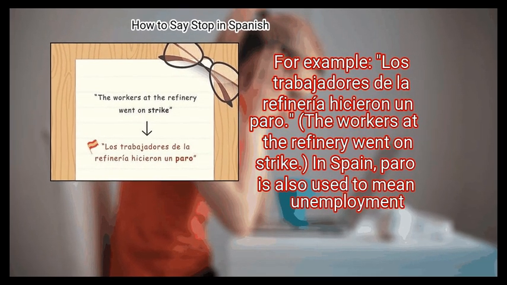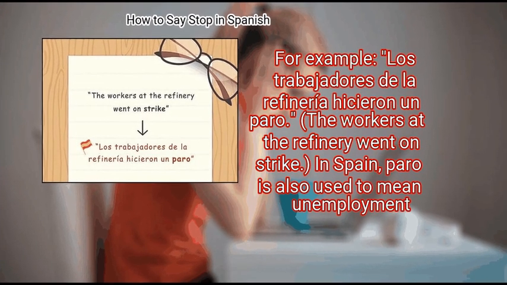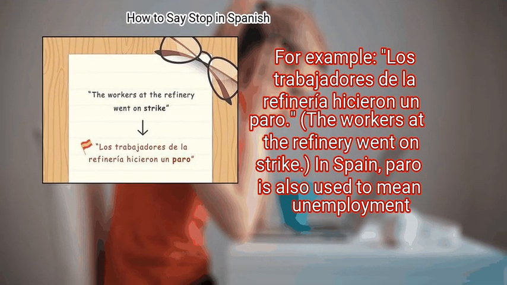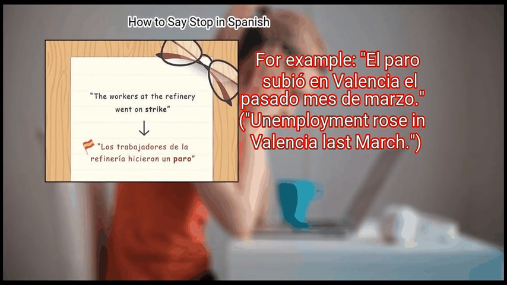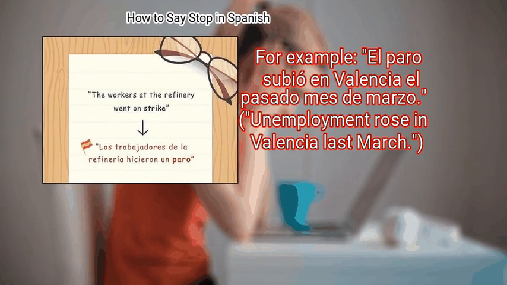For example, "Los trabajadores de la refinería hicieron un paro." The workers at the refinery went on strike. In Spain, paro is also used to mean unemployment. For example, "El paro subió en Valencia el pasado mes de marzo." Unemployment rose in Valencia last March.